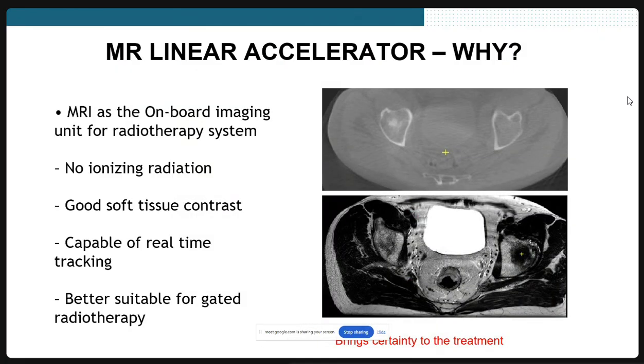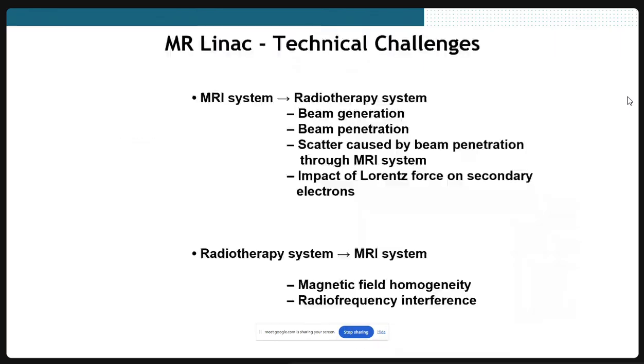So to put it in a nutshell, from my first 5 or 6 slides, MRI as an onboard imaging is ideal because it uses no ionizing radiation, has very good soft tissue contrast, is capable of very real-time imaging and tracking, and is also better suited for gated treatments. No doubt on that. But how do we do that?